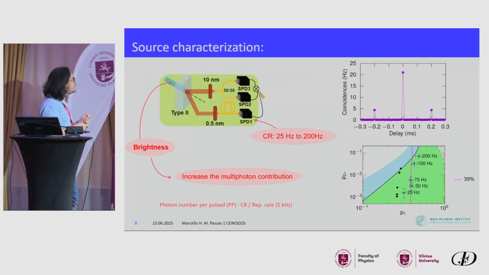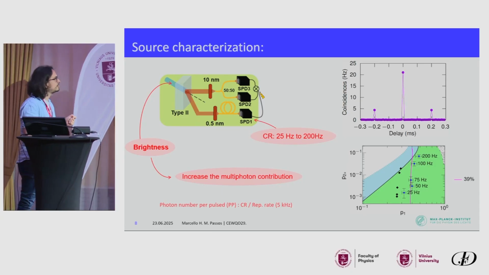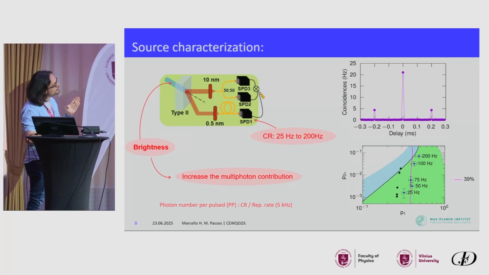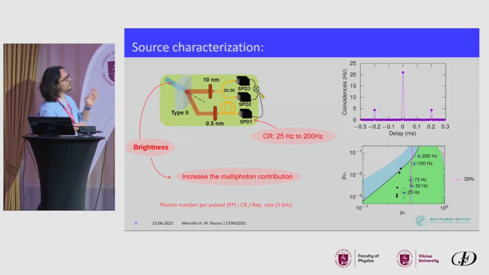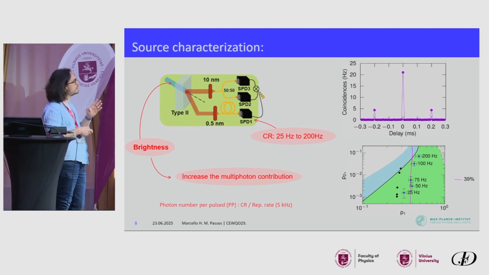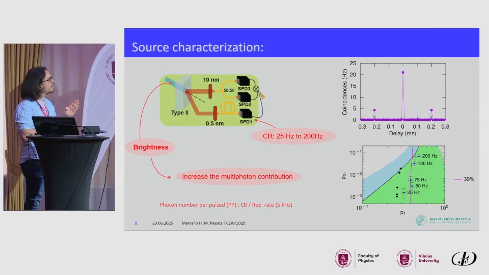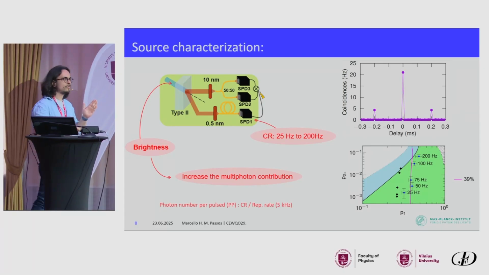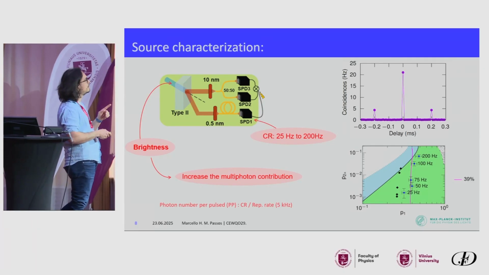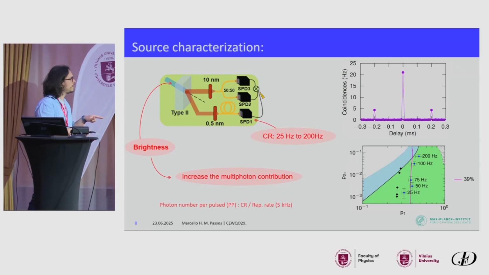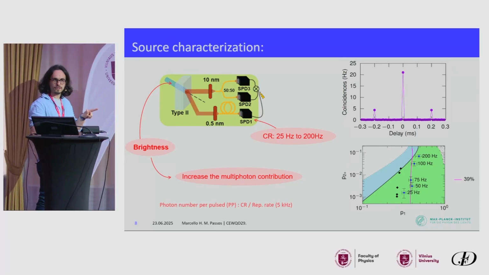So this increases the multi-photon contribution. So we scan this. Here you can see an example of a coincidence measure when you deal with pulsed lasers. On the peak you have the true coincidences, and the sidebands are the accidental coincidences, which appear exactly on the repetition rate of our laser. In our case, it is 5 kilohertz.